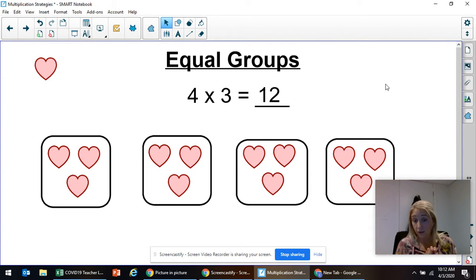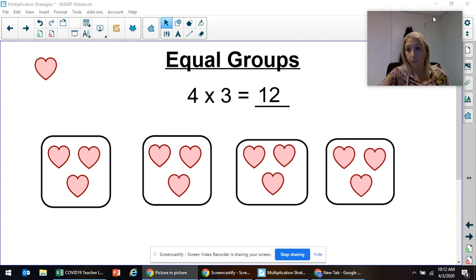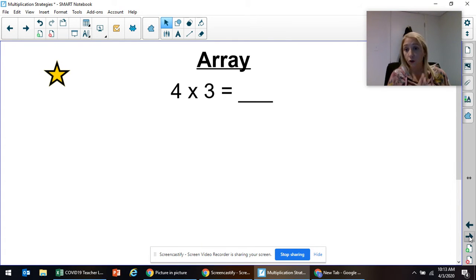Okay, so equal groups is always a way to solve a multiplication problem. Now, another one, I'm going to move me up here. Another one that you can use is an array. Now, remember, when you are drawing an array, you do your 4 rows with how many are in each row. Remember when you are drawing these, just do precise, equal size little circles. So 4 rows of 3.